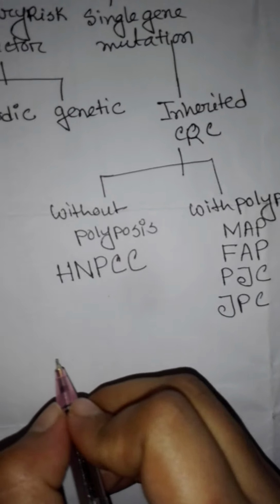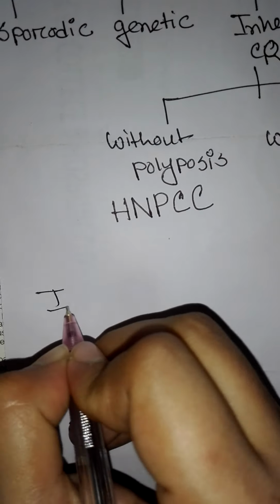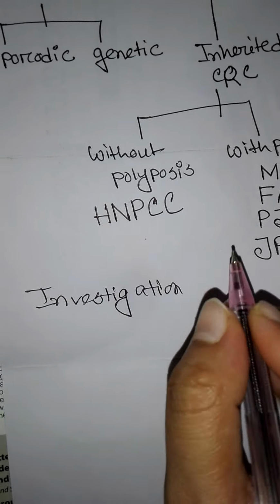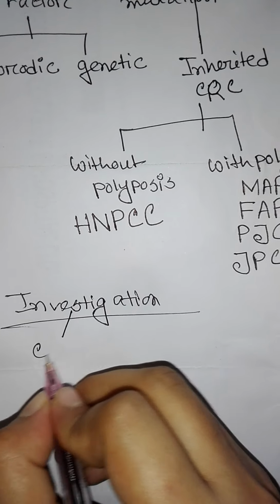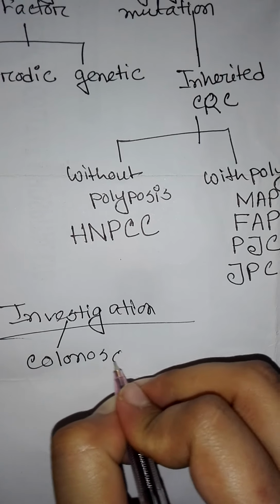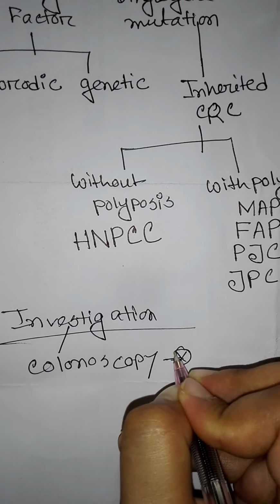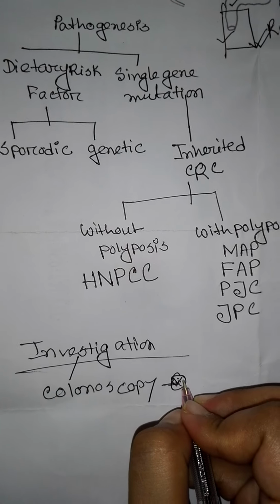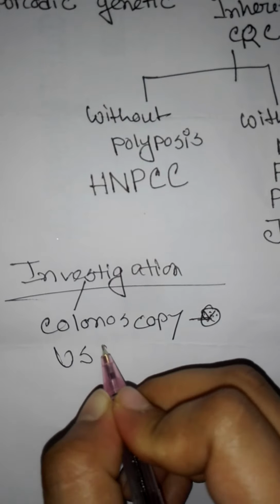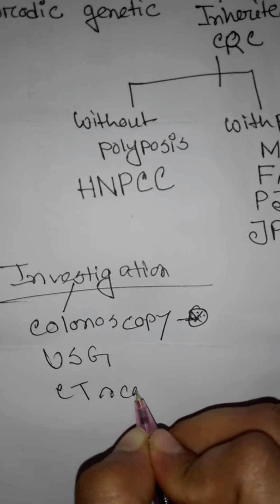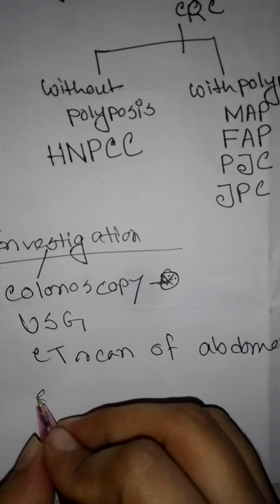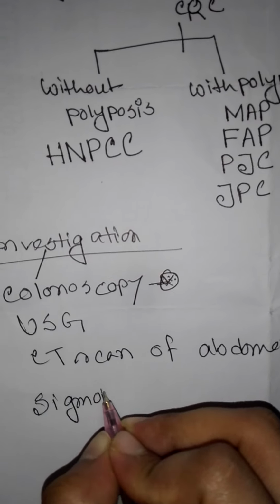Now what is the investigation? Colonoscopy is the investigation of choice. You can go with ultrasonogram, CT scan of abdomen, then sigmoidoscopy.